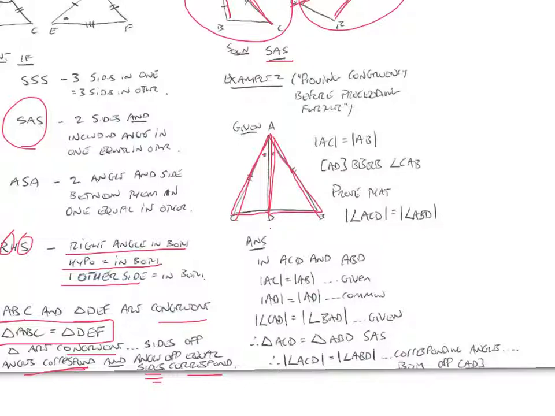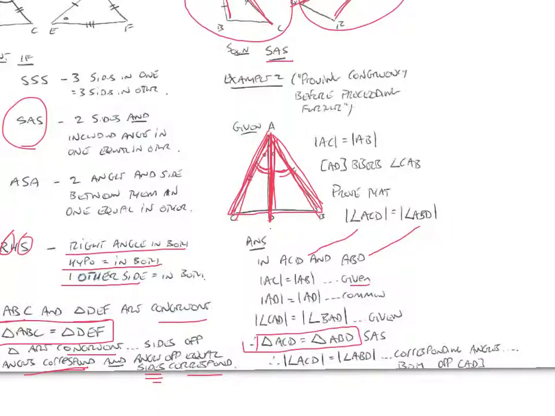Okay, so in ACD and in ABD, AC is equal to AB, so those two sides are equal. We're told that. And AD is equal to AD, and that's the side that's common to both triangles. So we have two sides equal now. Now, the angle CAD is equal to the angle BAD because AD bisects that angle into two equal parts. So we have a side, an angle, and a side, and we have a side, an angle, and a side, all equal. So therefore those two triangles are congruent.